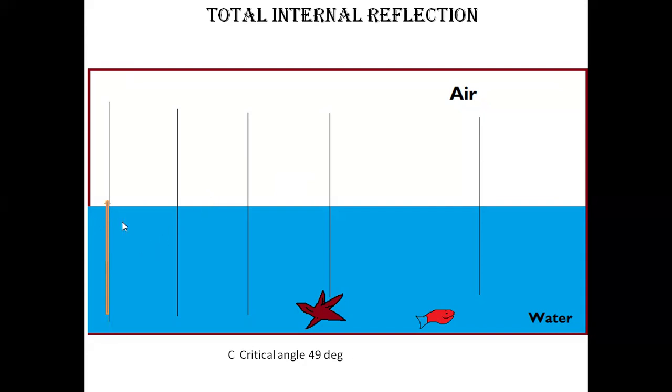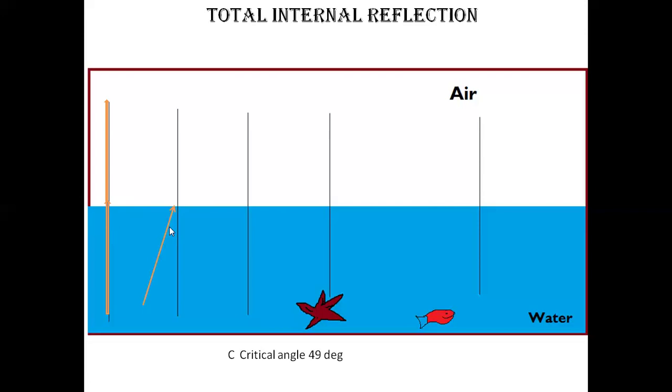Let's see the first ray. It is striking the water to air boundary at 0 degree. It is coming along the normal. So there will be no change in the direction of the ray of light. It goes straight. Okay, and you can say that the angle of incidence of the ray of light is 0, or you can say that it is entering perpendicular to the surface of water.